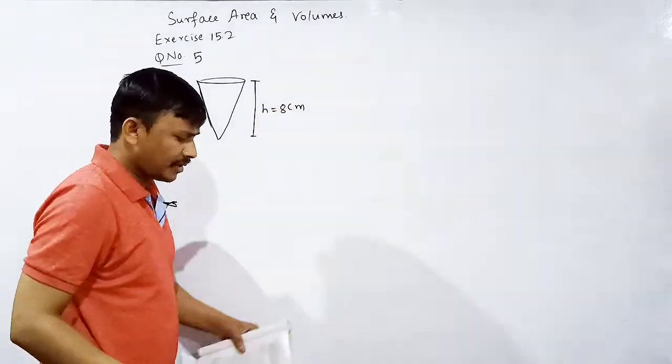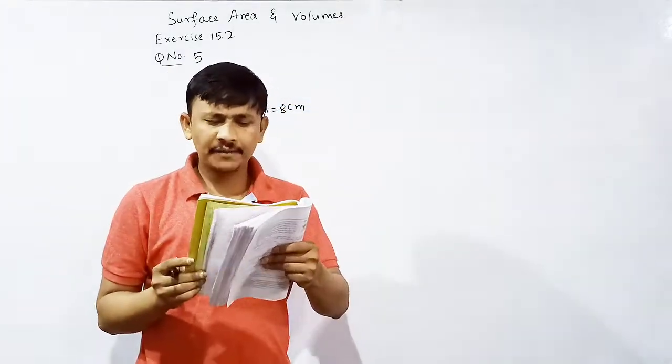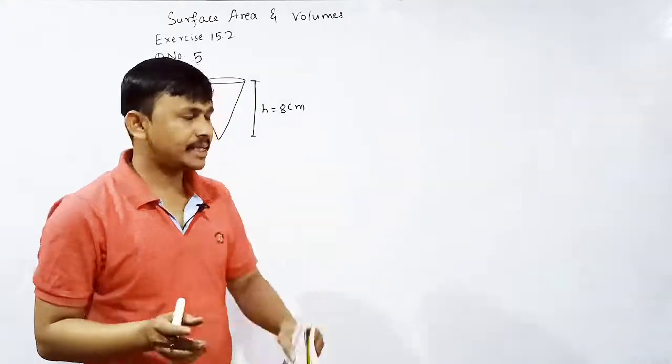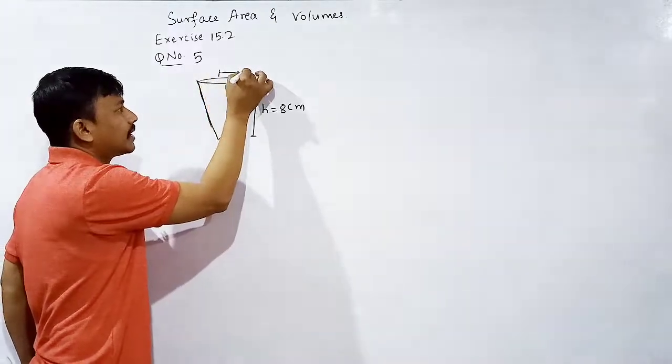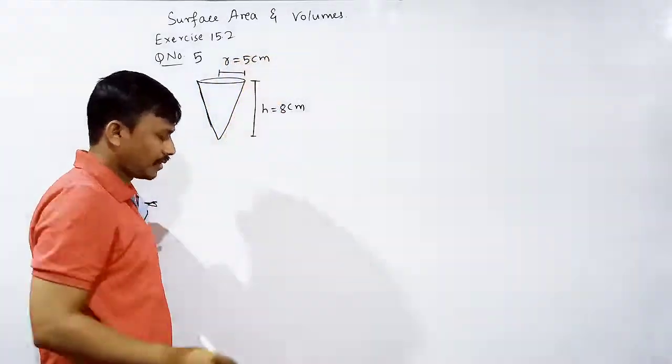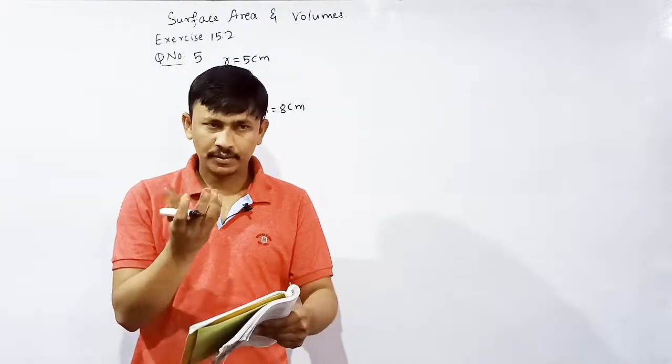Next, the radius of its top, which is open, is 5 centimeter. What is the radius of the top? R is equal to 5 centimeter, which is open. The top is open.